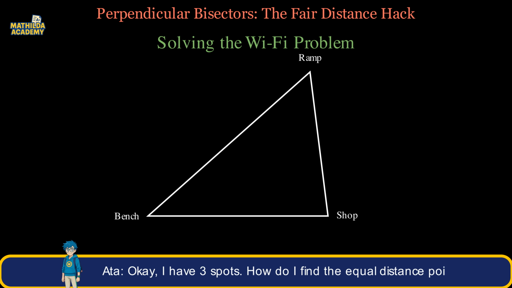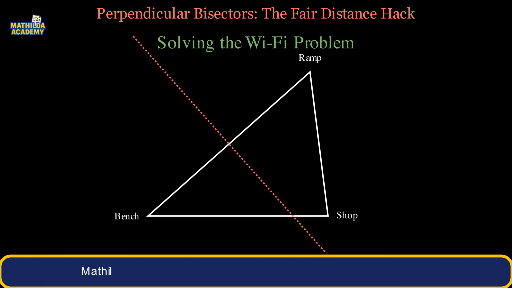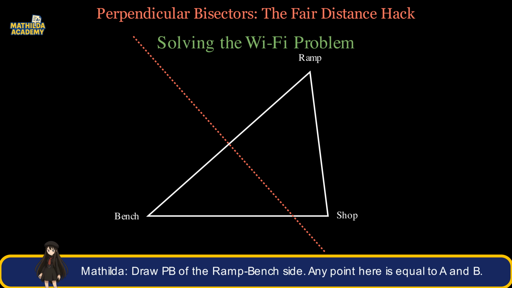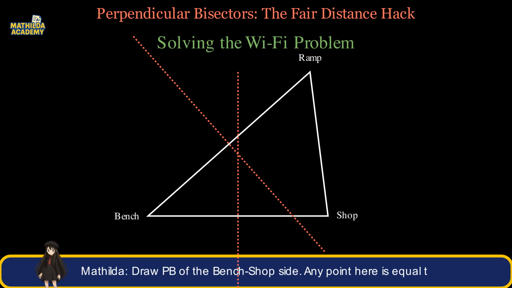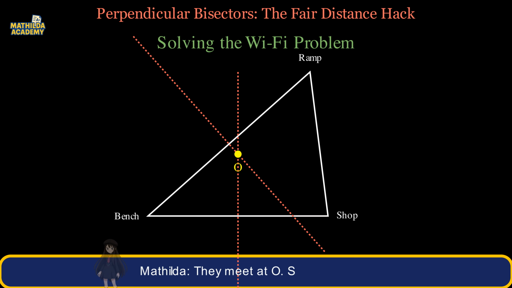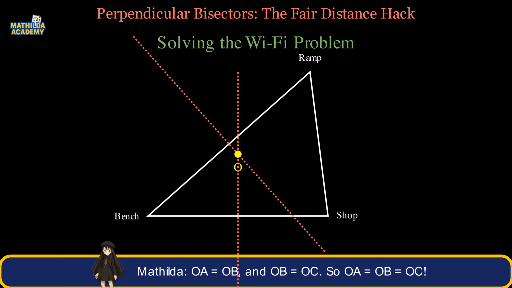Okay, I have 3 spots. How do I find the equal distance point? Draw the perpendicular bisector of the ramp bench side. Any point here is equal to A and B. Draw the perpendicular bisector of the bench shop side. Any point here is equal to B and C. They meet at O. Since O is on both lines, OA equals OB and OB equals OC. So OA equals OB equals OC.